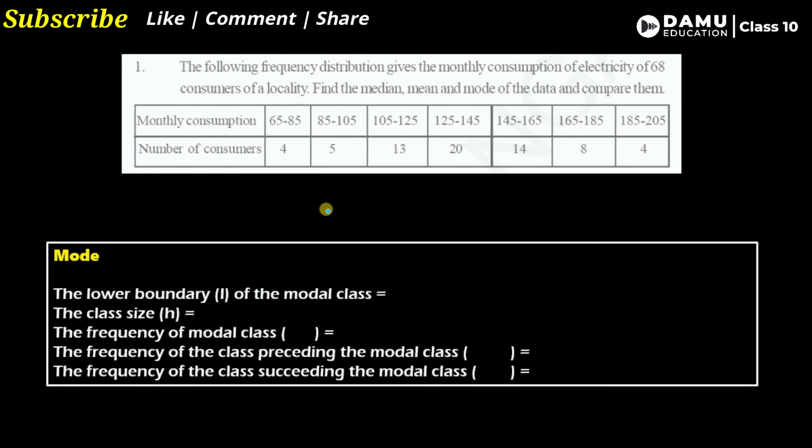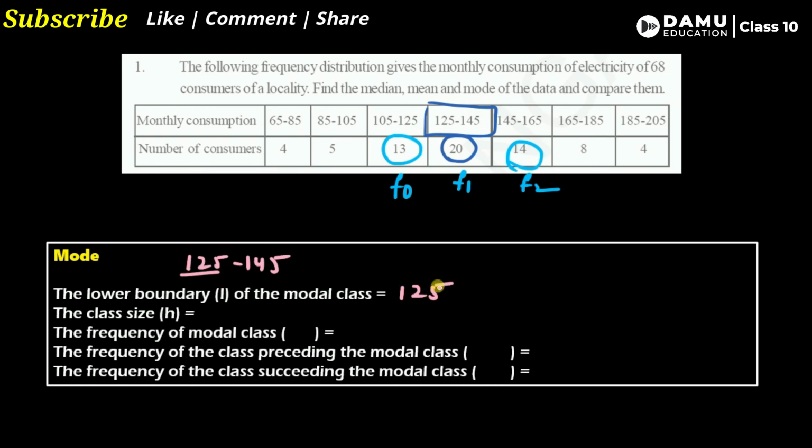Here we are going to calculate the mode. For this monthly consumption and number of consumers, which one is the highest frequency? It is 20, and the corresponding class is the modal class. That gives us f1. The class preceding it gives f0, and the successive class gives f2. The modal class is 125 to 145, and the lower boundary of this modal class is 125.